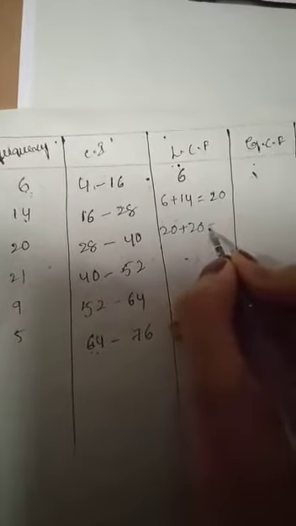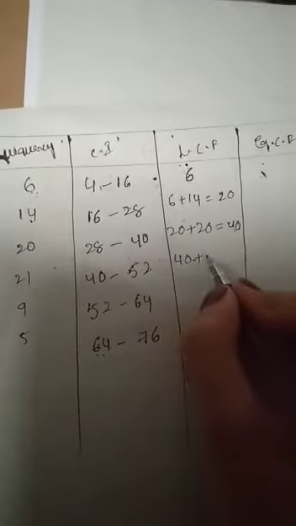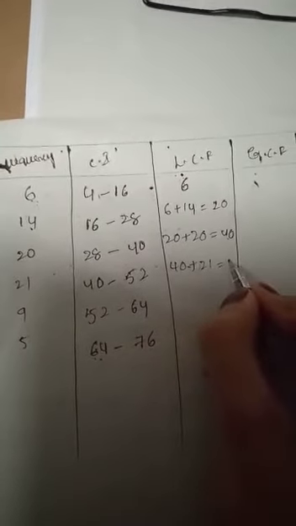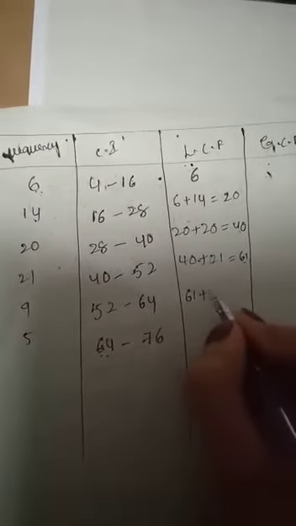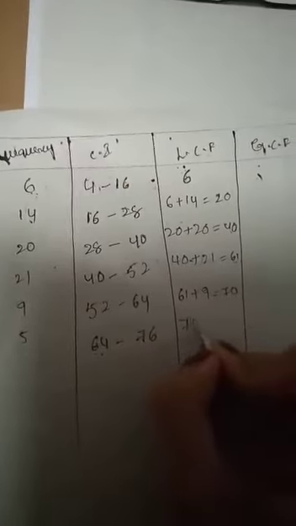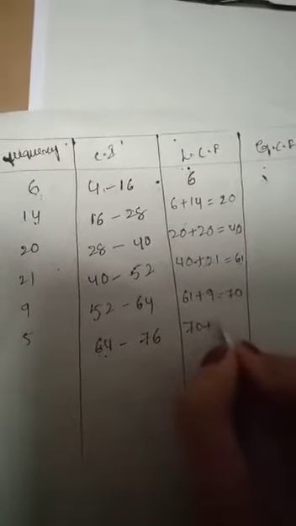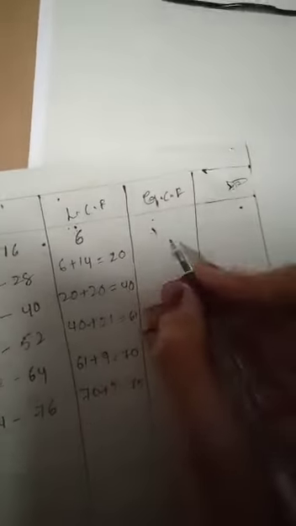So the next step: this answer plus the next frequency, 20 plus 20, 40. So 40 plus the next frequency 21, 61. So next 61 plus the next frequency 9, 70. So next is 70 plus 5 is 75. Coming to our next column, our column is greater than cumulative frequency.